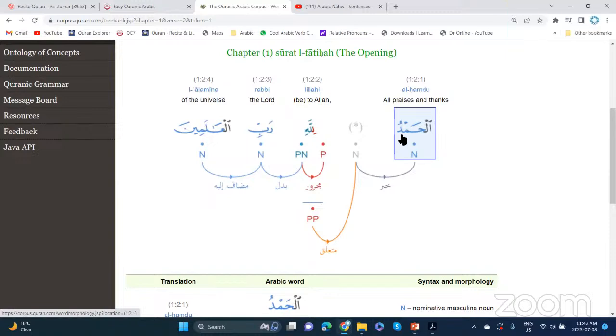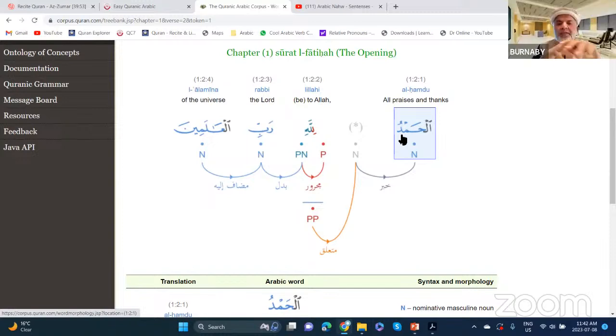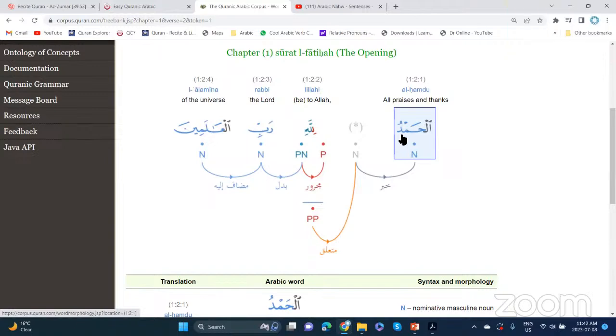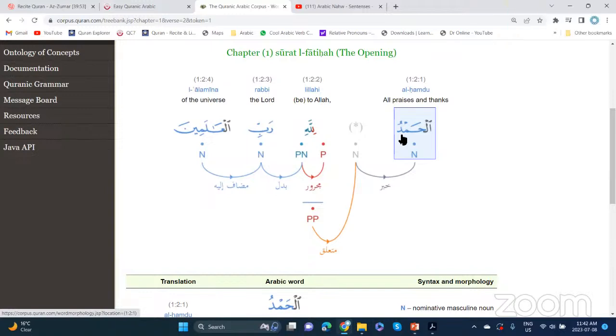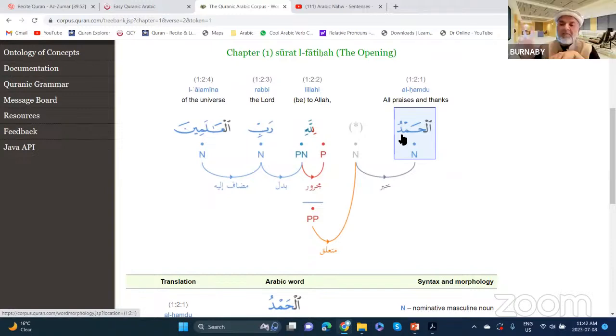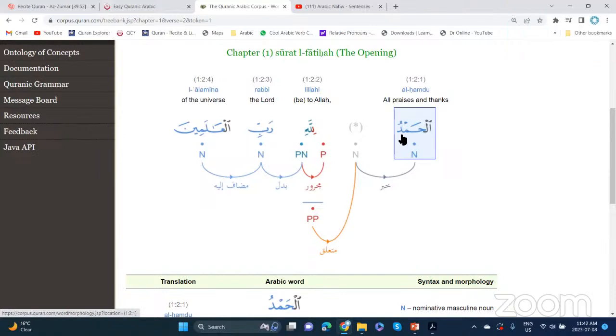Okay. Rabbil alameen. If you look at the translation, the Lord of the universe, Rabbil alameen. Is this mudaf, mudafun ilayh? Yes. Okay, so can this be my khabar? Can mudaf, mudafun ilayh, murakkab izafi, according to our understanding, act as a khabar? Yes, because murakkab izafi can be both mubtada and khabar. Now look at the Rabbil Alameen.